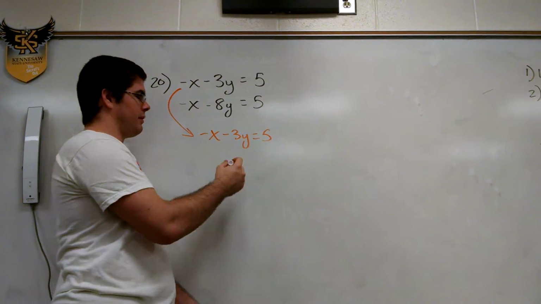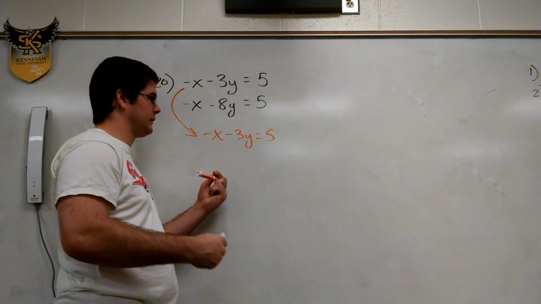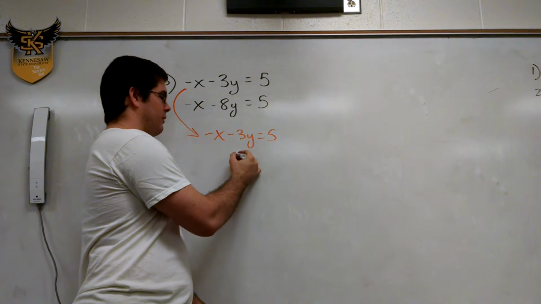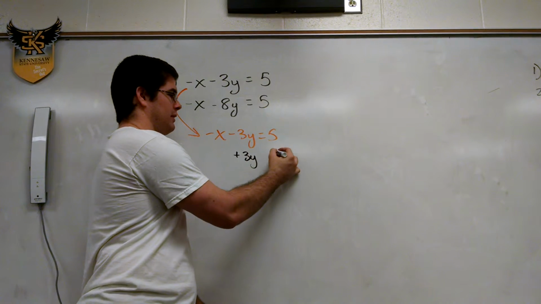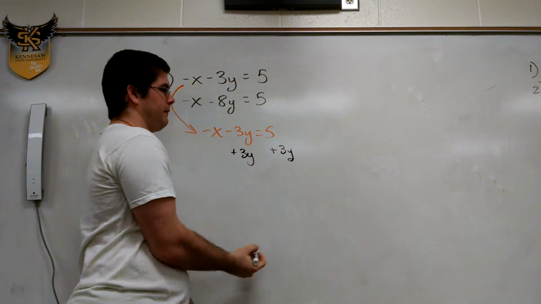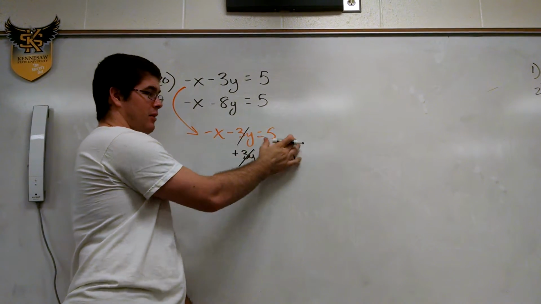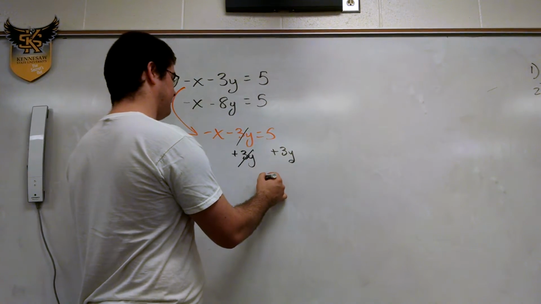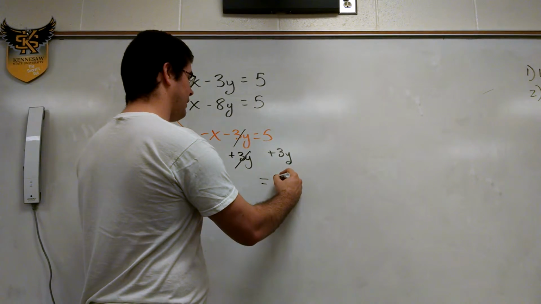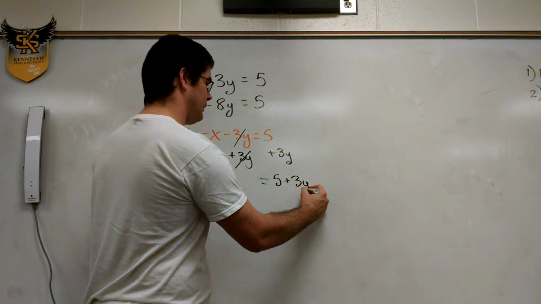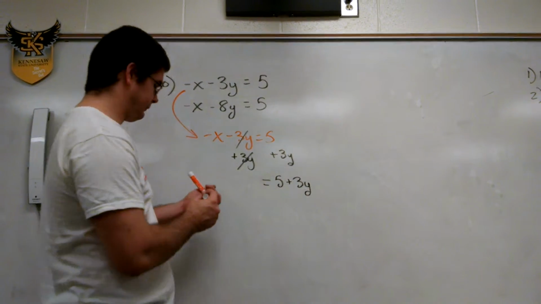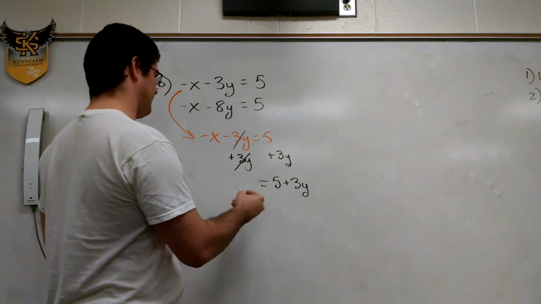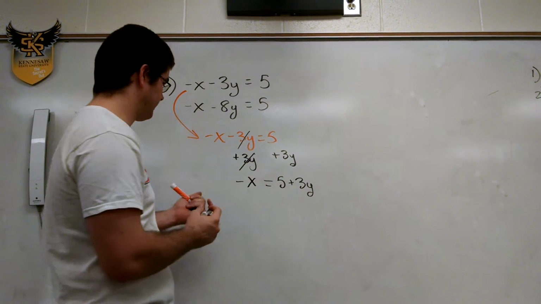So let's move the 3y. I'm going to use the black. We'll move this negative 3y by adding 3y to both sides. Okay? These cancel. Again, these are not like terms, so we can't combine them. We just have to put them next to each other. Okay? So here we get 5 plus 3y, or you could say 3y plus 5. And then you're left with negative x down here.